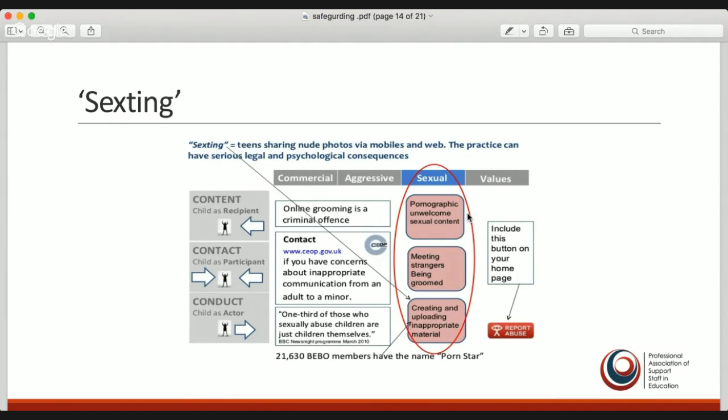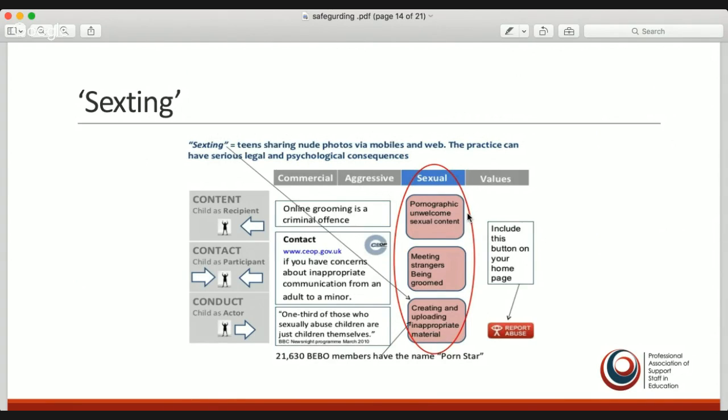If you have any concerns that this is happening in your school, that anybody may be the victim of this or may be involved in this even, please pass it on to the appropriate person in your school straight away, because it is a huge problem in secondary schools and it's only increasing.